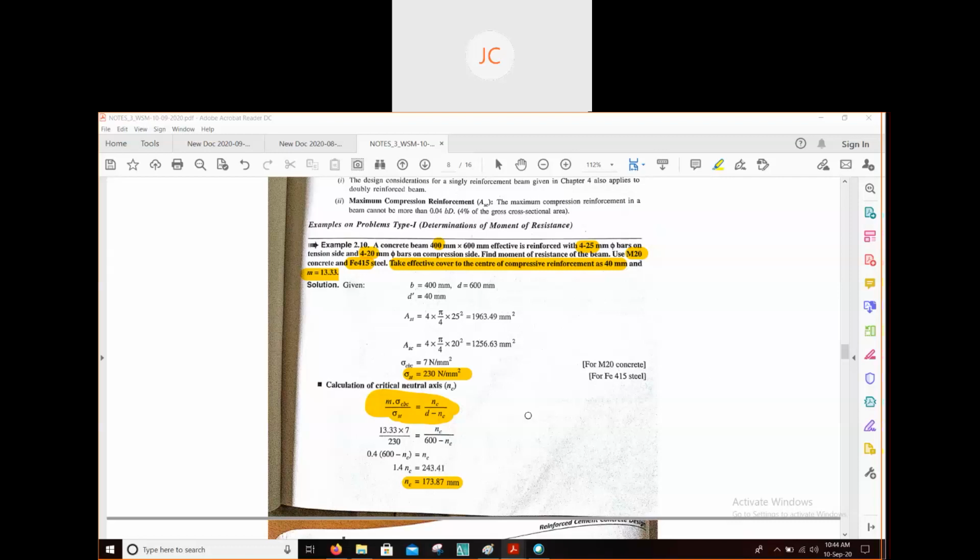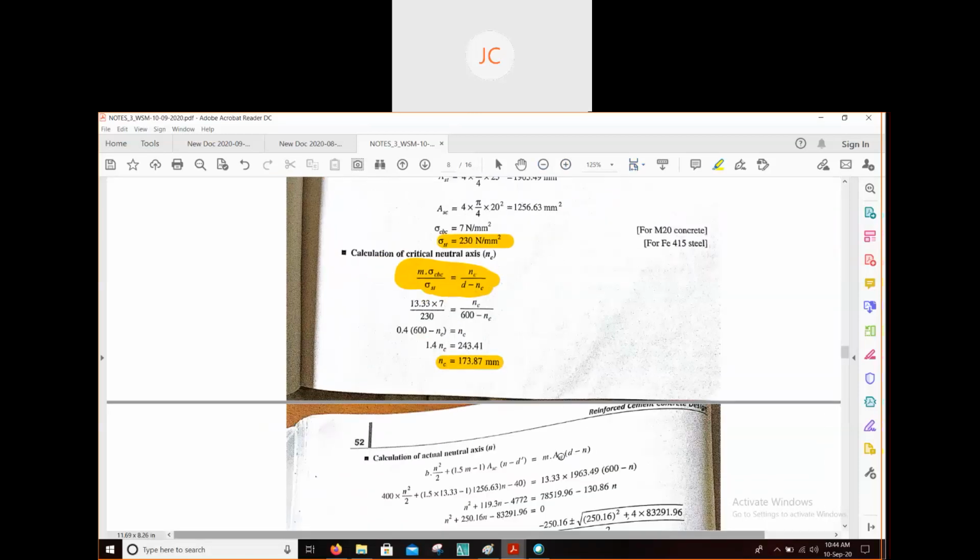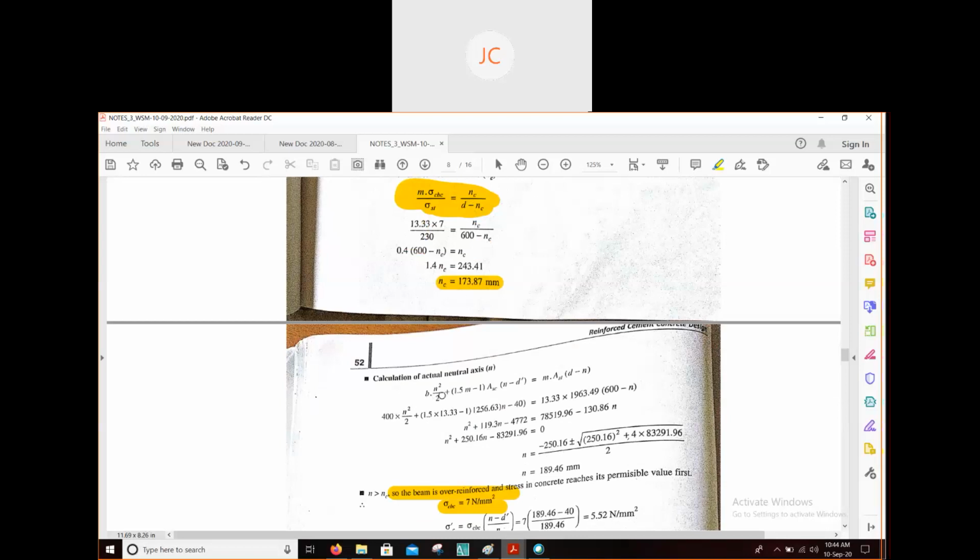Okay, so now next is to find out the value of actual neutral axis. Use this formula, I will zoom it: b n square by 2 plus 1.5 m minus 1 Asc into n minus d dash equals m into Asc into d minus n. Use this formula to find out the value of n, and I expect all of you get the same answer.